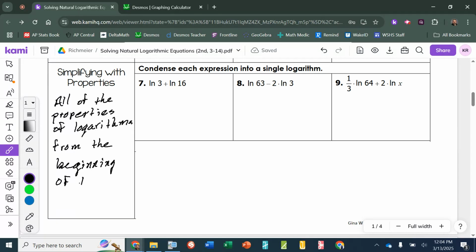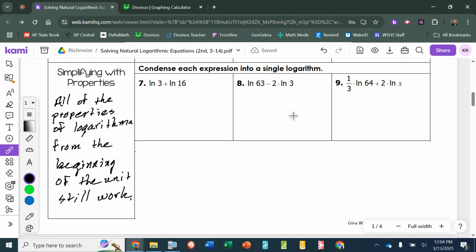And they all still work the same way. So let's take a look at a couple of, 3 examples to be exact. Because all of my properties, the product, the quotient, and the power property for logarithms still apply even if the base is e or we have a natural logarithm. So remember I stressed when we were doing these at the beginning of the unit, the bases have to be the same if I'm condensing. So since they're both natural logarithms, I know the base for both of them is e.